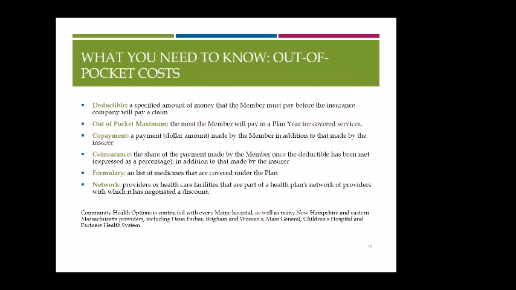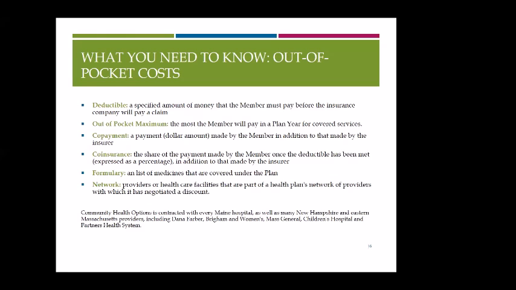Some other key terms that we feel it's important that you know the definitions of. Deductible, that is a specified amount of money that you're going to pay before your insurance company will pay a claim. Out-of-pocket maximum, you might see this as OOP, is the most a member is going to pay in a plan year for covered services. So this is what we call the worst case scenario. Copayment is a dollar amount made by you in addition to the dollar amount that is made by the insurer for a service.